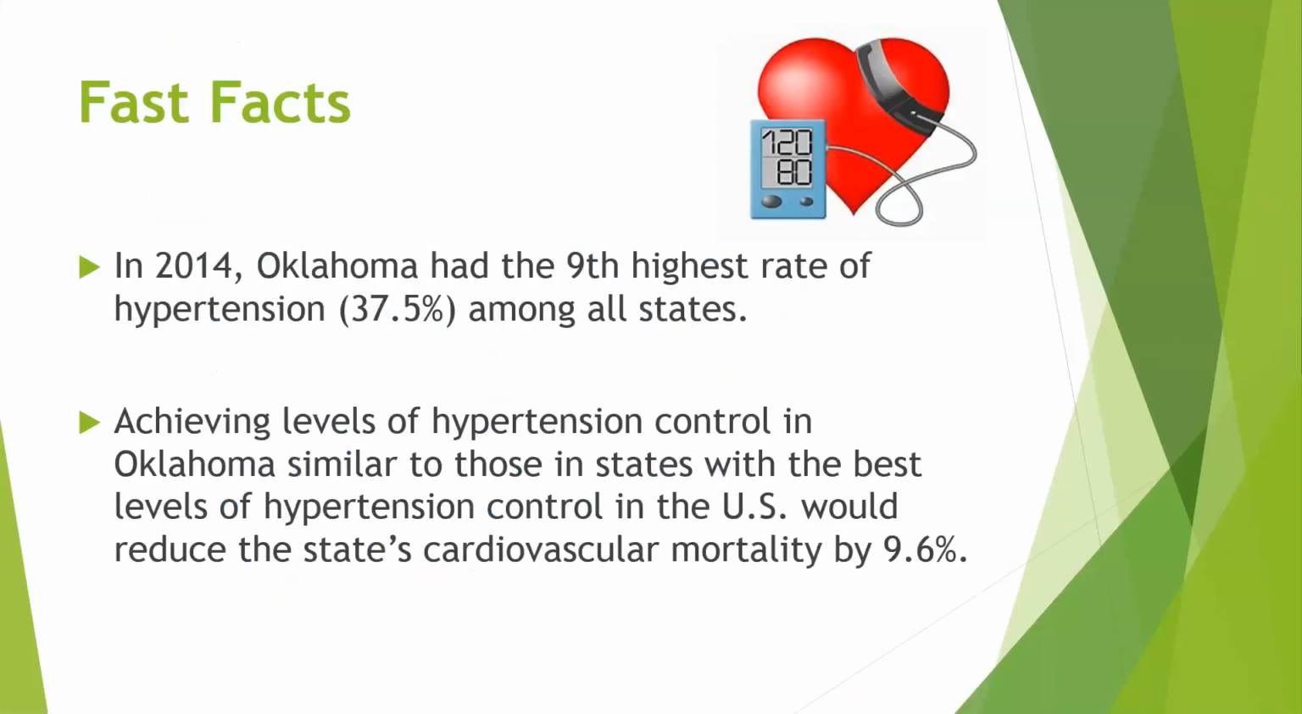This took some of the data from one of those studies and indicated that in 2014, in that measurement period, Oklahoma had the 9th highest rate of hypertension among all of our states. And if we were able to control that hypertension, we could reduce the state's cardiovascular mortality by 9.6%. Certainly a goal worth striving for.